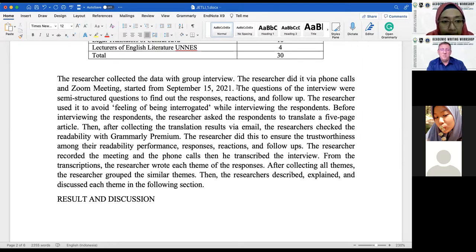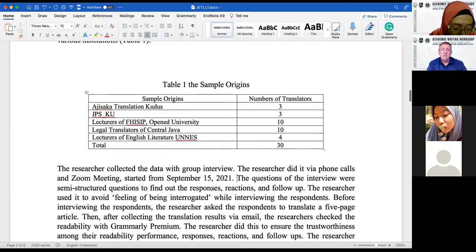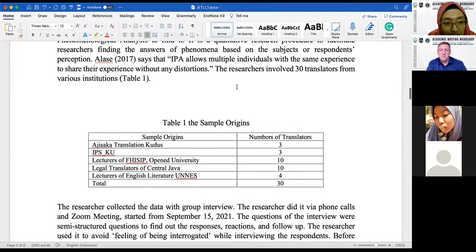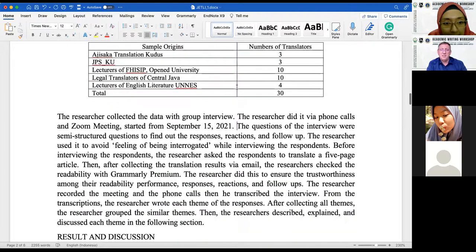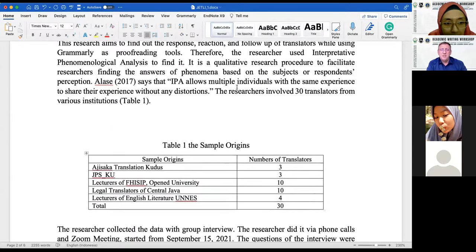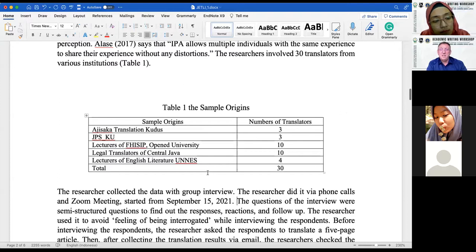No, it should be from September 15th to whatever ending day. There should be a range. Huh. See, again, I'm not really understanding the methodology. I don't see any clear description about the participants. There's no demographics about the participants.